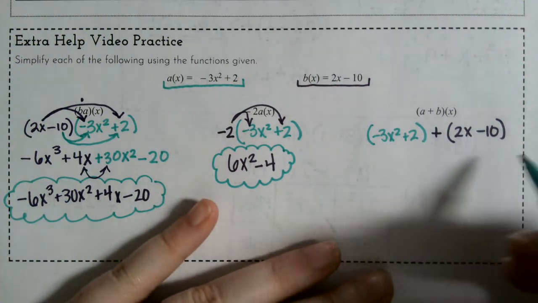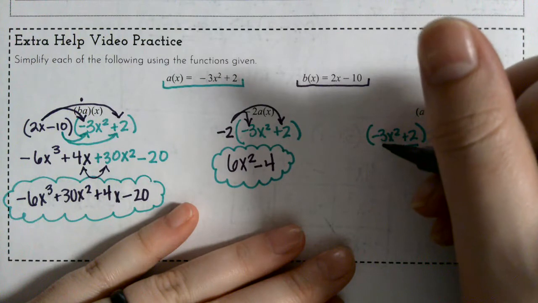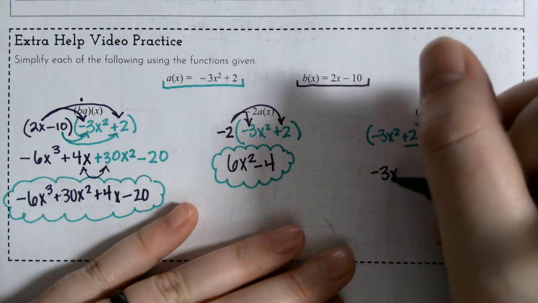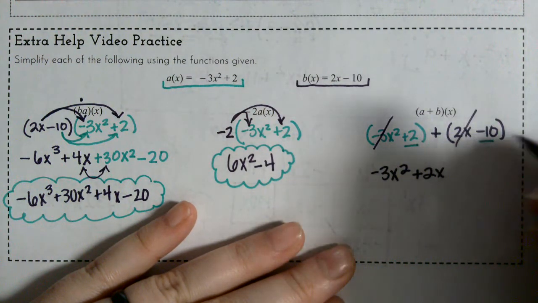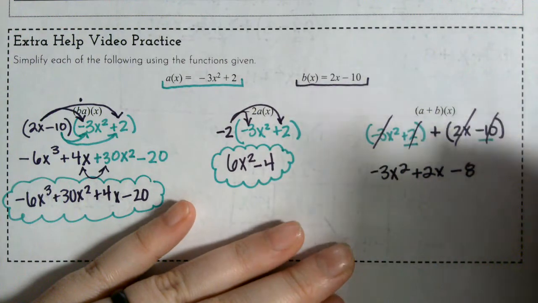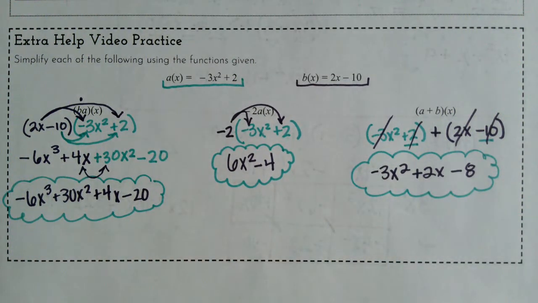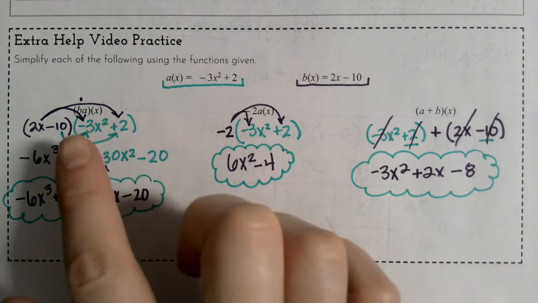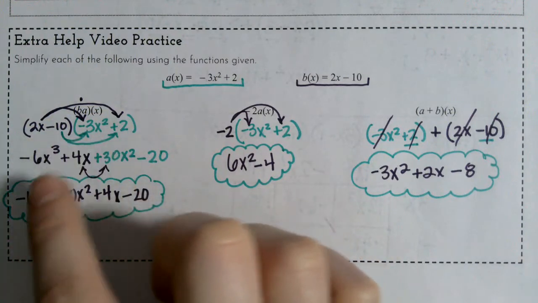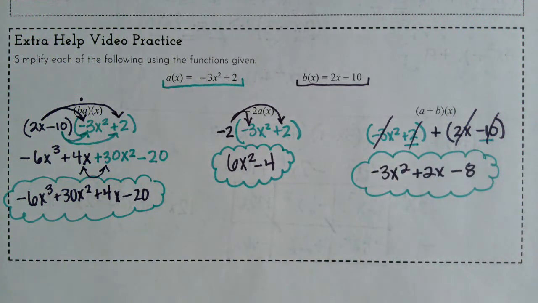I can just find my like terms, and it looks like the only like terms I have are these two. So in order, I want to bring down my minus 3x squared, my plus 2x, and then 2 plus negative 10 is negative 8. And I have my answer. So for these, just remember that with multiplying, you want to multiply everything and add your exponents. For adding and subtracting, you want to add or subtract only like terms and don't mess with your exponents.